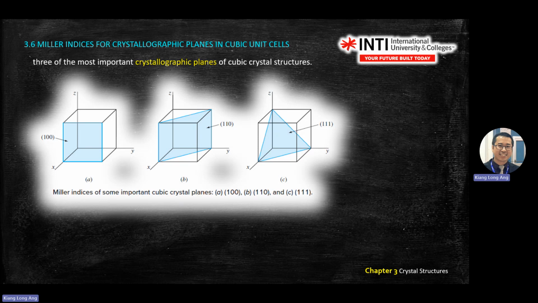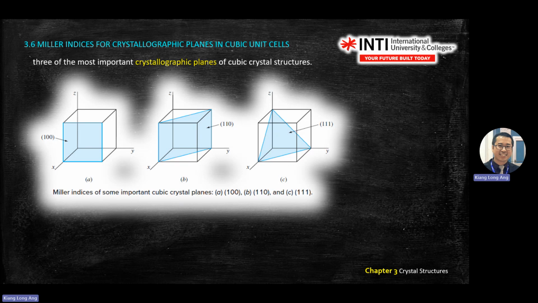And then there's a family. For family, you use a curly bracket, numbers also without commas. Right, this is family. So be careful on the way you write. Either it's position, plane, direction, or families. Right. So let's look at the first diagram.